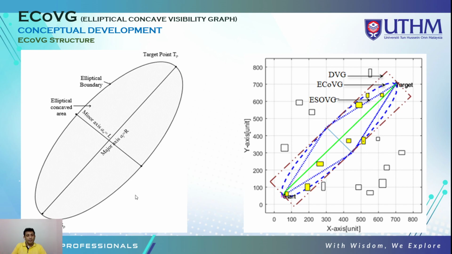It means it is an elliptical shape. If you see this comparative model of three models, you see this is the DVG model.